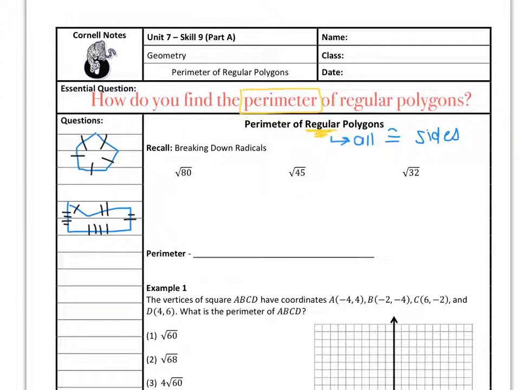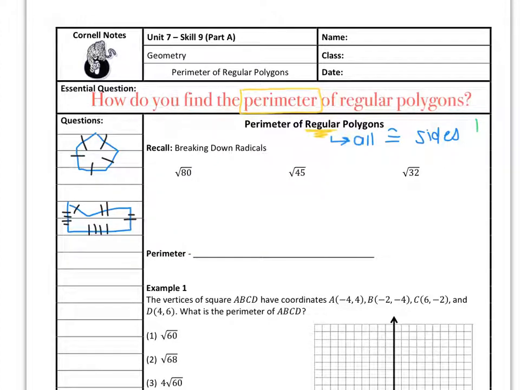So first thing we have to remember how to do is how to break down radicals. So it's important that you know how to do them both in your calculator and without your calculator. So the process is the same for all of them. You first have to remember your list of perfect squares.